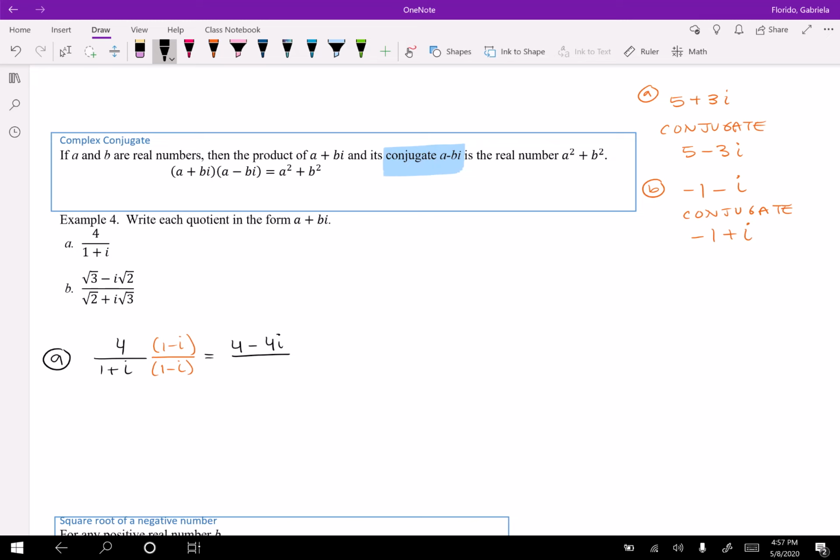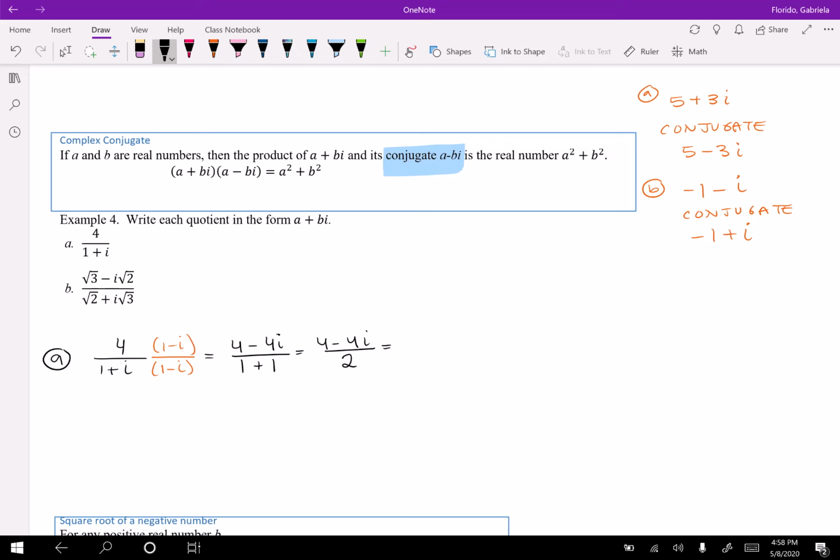all over. And again, you can either use the formula here, or you can do FOIL or distributive property in the denominator. I'm just going to use the formula here. So it tells me that we're going to end up with a squared plus b squared. My a here is 1, so 1 squared is just 1. And my b is 1 as well, so 1 squared is just 1. So 1 squared plus 1. Okay, so we get 4 minus 4i all over 2.